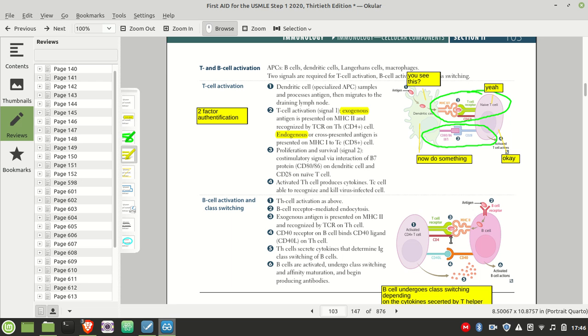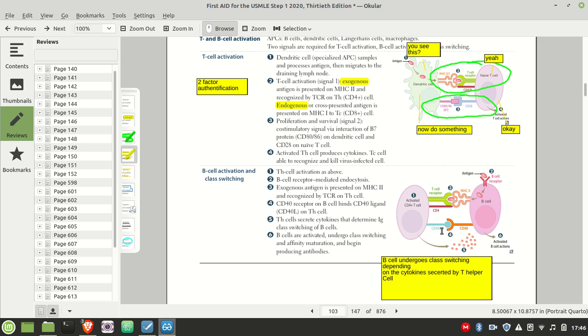But you'll see it's the same thing. You have the presentation of the peptide. And then you'll end up having the activation switch, the go do something switch right here. Now, as you'll see in numbers 5 and 6, you do secrete certain cytokines that will eventually go into determining the kind of class switching that occurs with B cells. And in the next page, let's talk about what that entails.